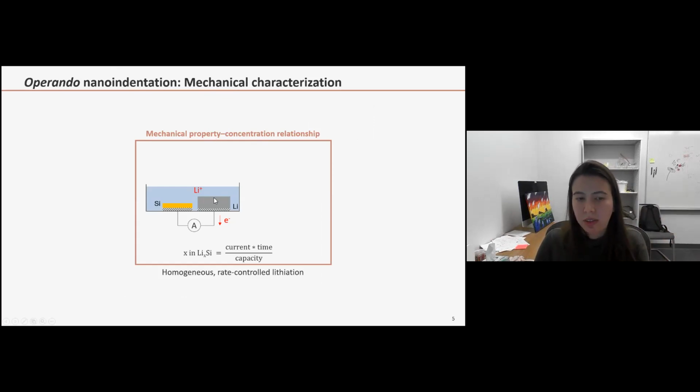This is the schematic of our cell. We have a silicon film, the lithium metal, all inside the electrolyte. We are controlling the current that is extracted from the cell. Because we know the capacity, we know the current. At any time, we know how much lithium must have inserted inside that silicon. So this is what's happening.